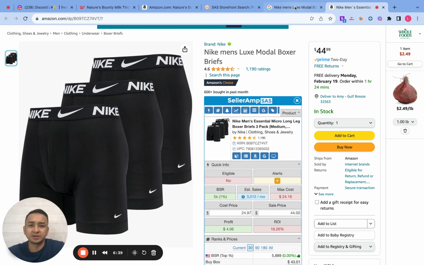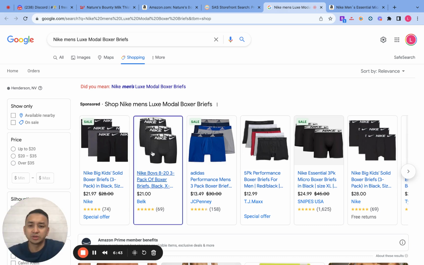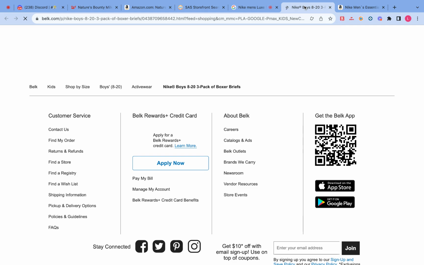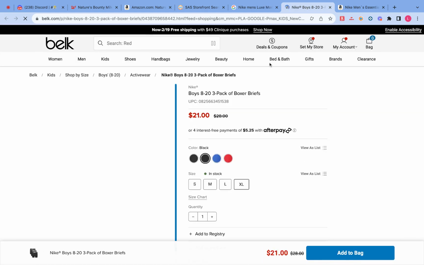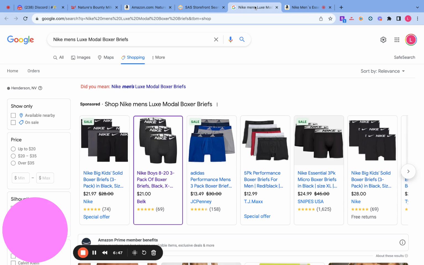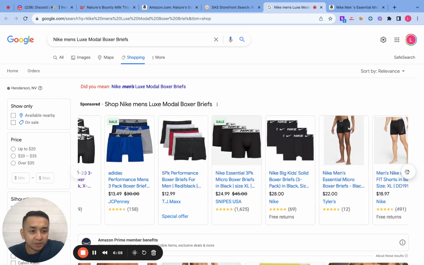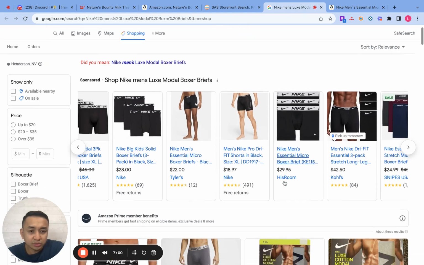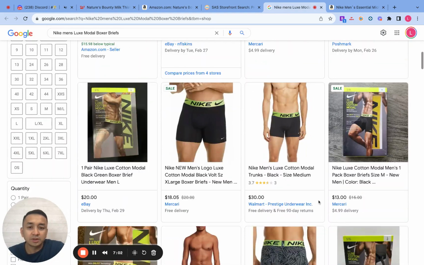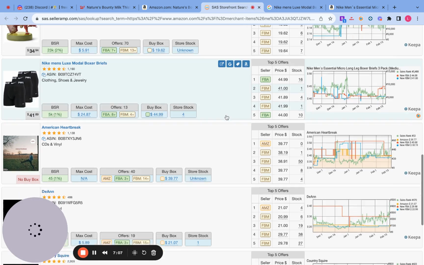So this is it. Nike men's Moto boxer briefs. This could be it. Oh, it's a boys one, I think. Boys 8 to 20. Yeah, that's not it. Big kid size. Yeah, I'm not seeing it either. Okay. Next one.